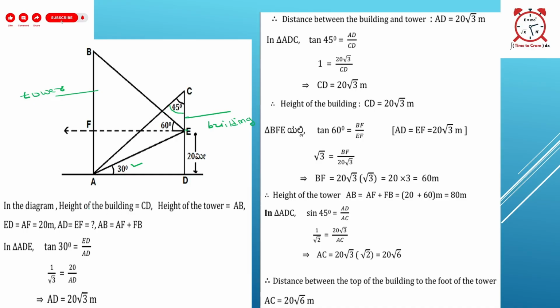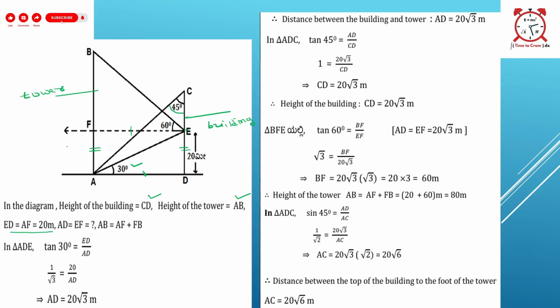So these values we have to find from the given question. Here again we will see the data in the diagram. The height of the building is CD, the height of the tower is AB. It is very clear that AD equals AF equals 20 meters. This is a rectangle, so the opposite sides are equal and they are 20 meters. In the same way, AD and EF are the other opposite sides of the rectangle and they are also equal. That we have to find.